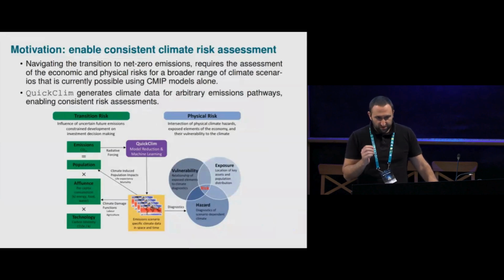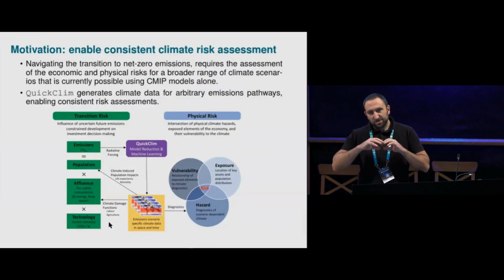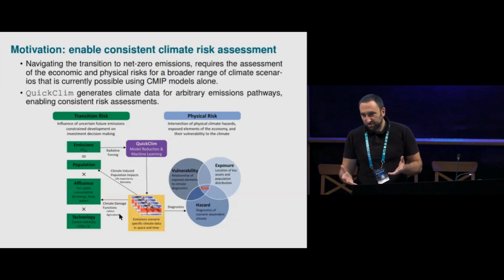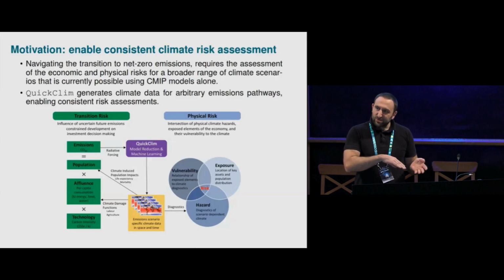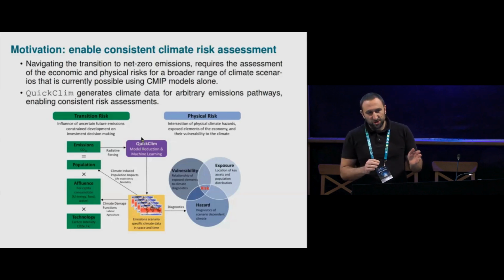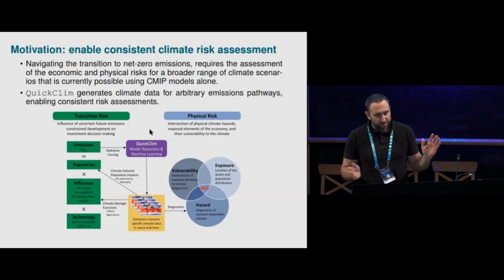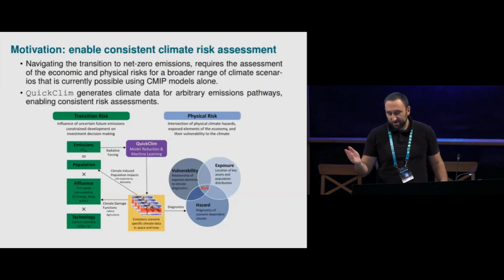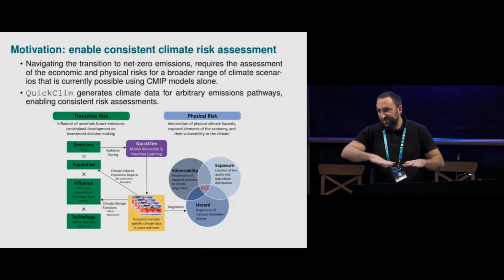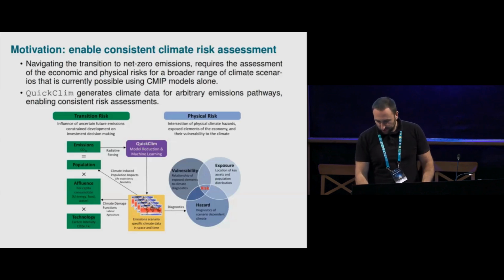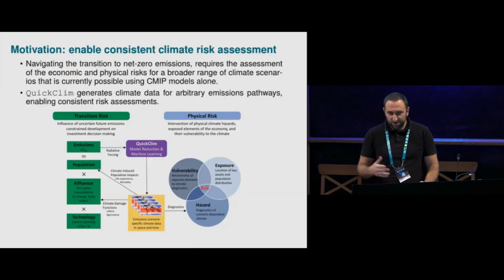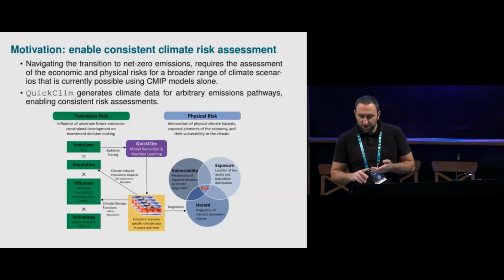So we developed QuickClim. After ingesting all of the available CMIP5 data, we're now able to reconstruct CMIP5 projections associated with any emissions pathway you so desire, and for any climate monthly average surface variables that you require as well. So how do we do this? Essentially four parts to it.